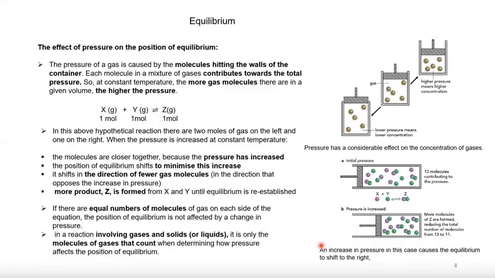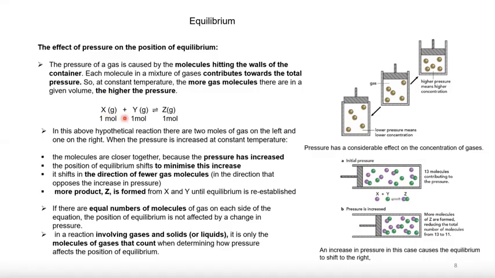Okay, we have been talking about concentration, how concentration affects the equilibrium. Now let's talk about how pressure affects the position of the equilibrium. If we have a gas in a container, the higher the pressure, the higher the concentration. If we lower the pressure, the lower is the concentration. So how is pressure of a gas caused? Because molecules of gas hit the wall of the container. Each molecule hitting the wall contributes to the total pressure. So at constant temperature, the more gas molecules there are in a given volume, the higher will be the pressure.